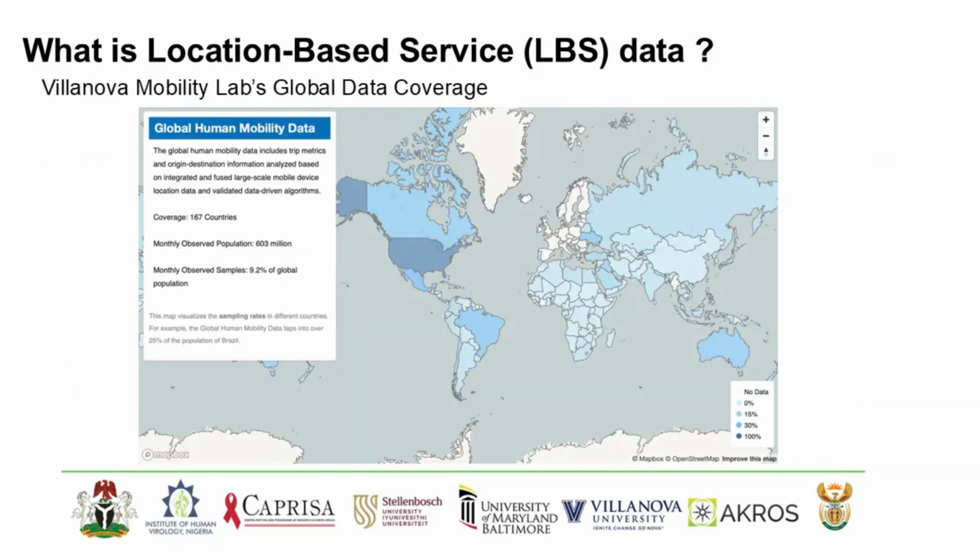The Villanova Mobility Lab collaborates globally to collect and analyze human mobility data. Our datasets cover multiple continents, including Africa, North America, and Asia. This global coverage allows us to compare mobility trends across countries, evaluate how movement restrictions work in different regions, and develop scalable, transferable models for epidemic response.